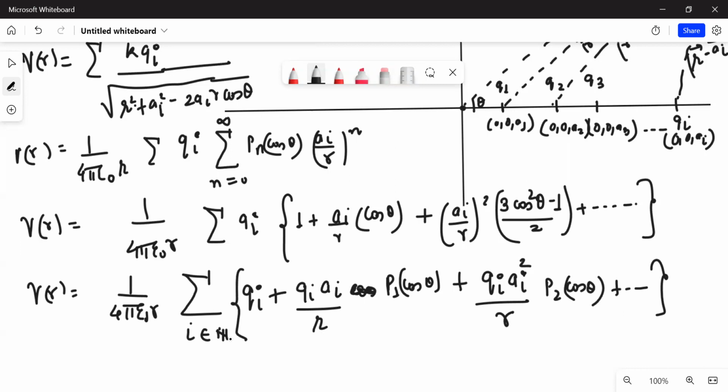Sir, i infinity तक जा रहा है क्या? i infinity तक जा रहा है, जितने ज्यादा charges ले सकते हैं, and this r is going as large as possible.